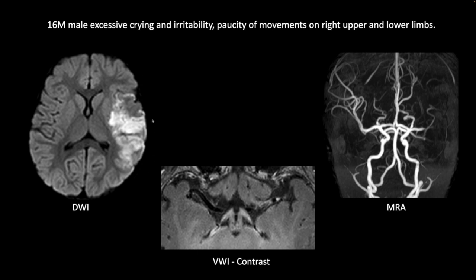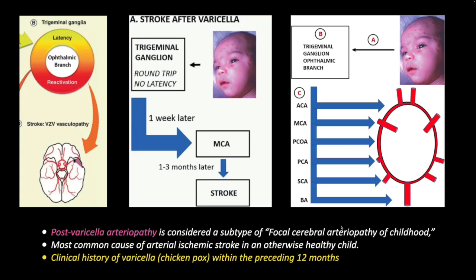And you can appreciate that there is a stroke over there, predominantly involving the left MCA territory, paucity of the distal vessels of the middle cerebral artery on the left side. Vessel wall and contrast sequences demonstrated significant enhancement of the walls of the left middle cerebral artery. This is a vasculopathy, and this child had varicella infection 6 months prior. So this is a varicella or post-varicella arteriopathy.